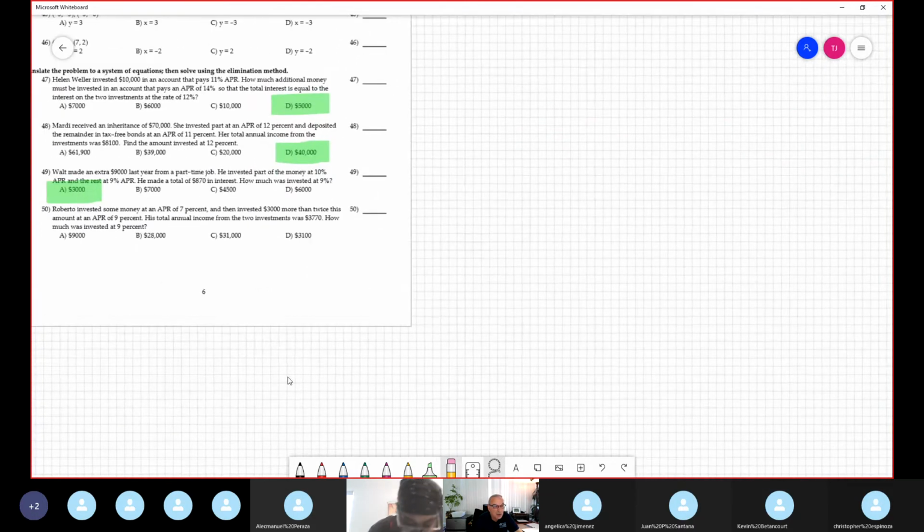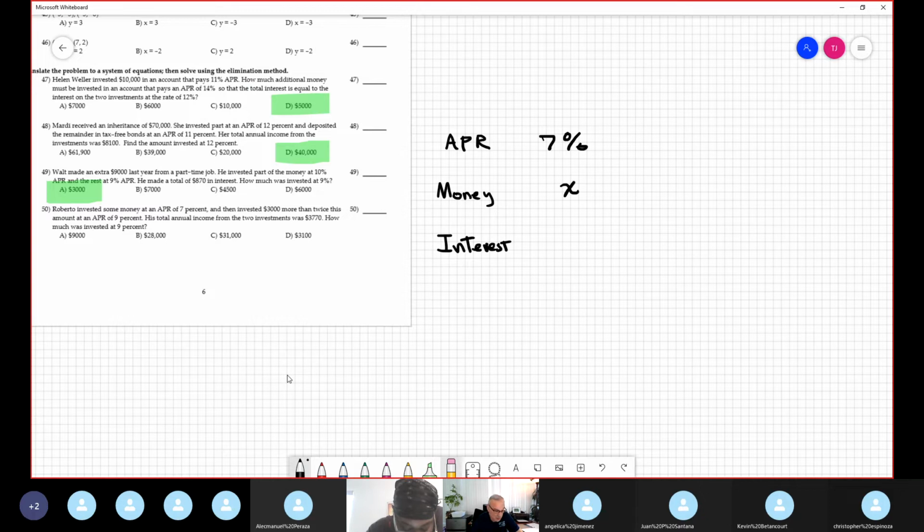Roberto invests some money. Okay, so again, the same idea: APR, money and interest. Roberto invests some money. Some money is X, I have no idea, at 7%. Some money, X. And invests, this is complicated, 3,000 more than twice this amount at an APR of 9%. So we have 9% here.